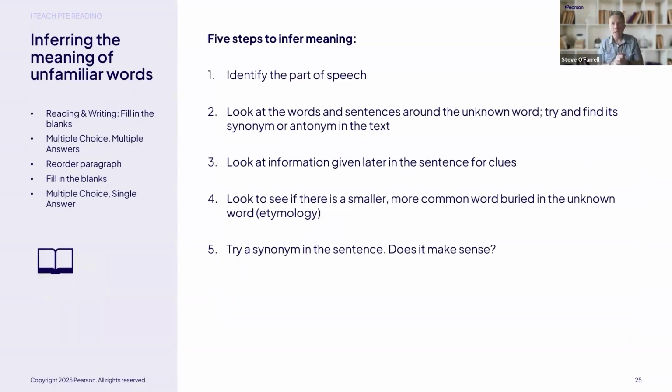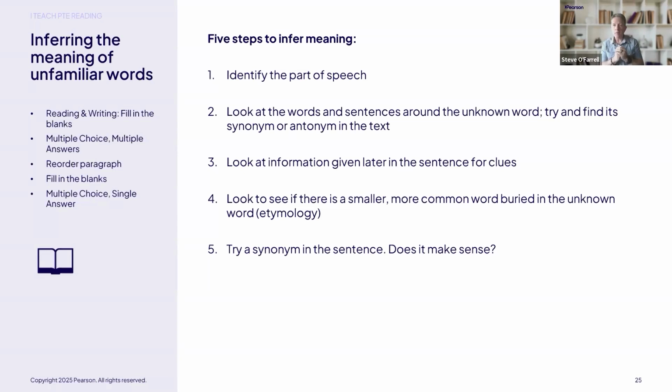So our next one, inferring the meaning of unfamiliar words. Okay, and you can see on the left, it's in all 5 of the reading questions. So it's quite an important one. And there are 5 key steps to inferring. So, for example, identifying a part of speech. Is it a noun, verb, adjective, etc.? Look at the words around it, the words and sentences that give you context for that particular word. So maybe there's a synonym or an antonym in there somewhere. Information given later might give clues, which is why it's important to skim the text, because you can find other information that might feed back.